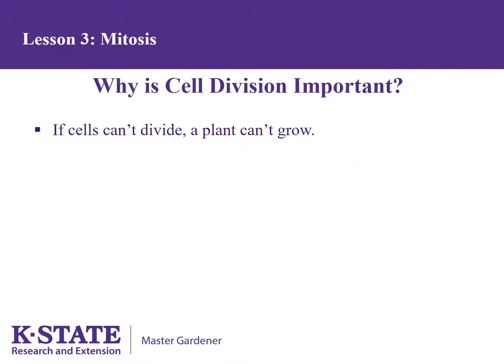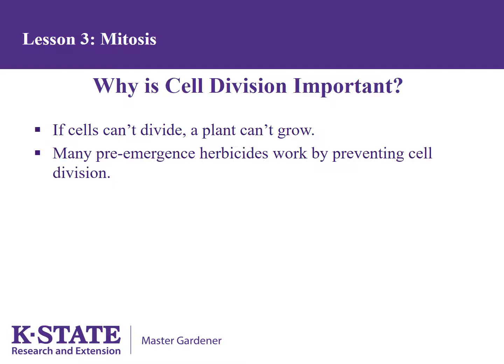Why is it important for cell division to take place? There are actually a number of reasons. First of all, if cells can't divide, a plant can't grow. There's a limit to how large an individual cell can become and still perform its purpose, and so cells can't just grow larger, but must divide. Many pre-emergence herbicides make use of this characteristic by inhibiting cell division. If a seed germinates, but the root cells can't divide, the root system doesn't develop, and a very young plant dies from lack of water uptake.